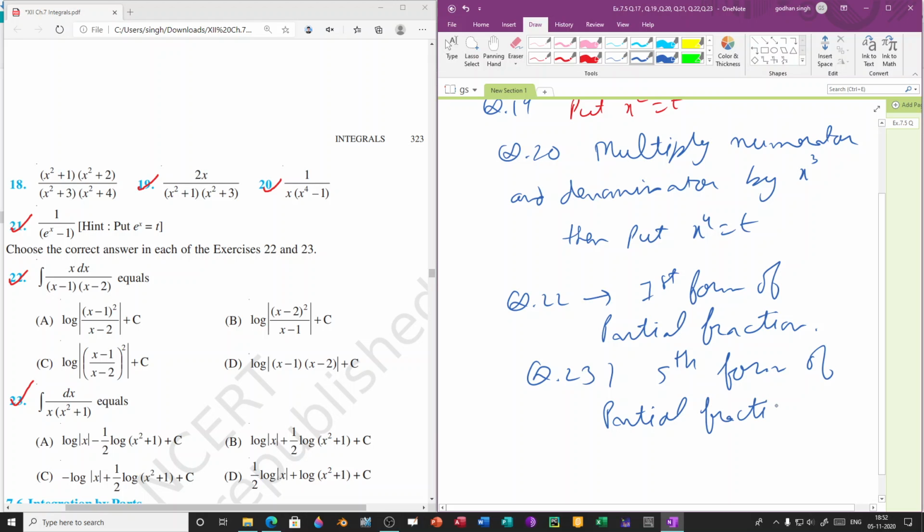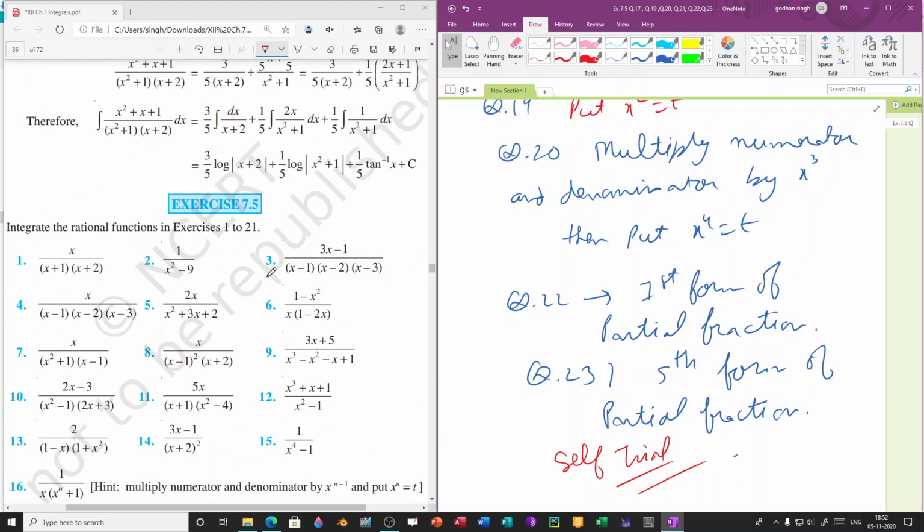So all these questions you have to do on your own. They are for self trial, so do them. So they all are for self trial, that is you will try them on your own. And so with this, exercise 7.5 is complete.